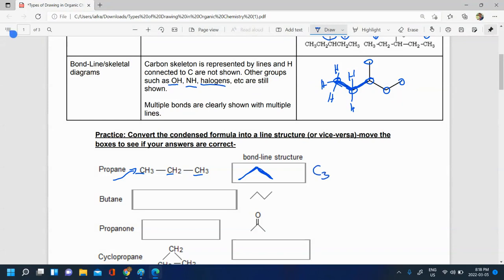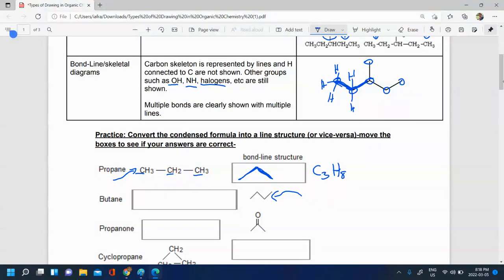These would both have the same formula. There's 3 carbons, and for H's you have 3 plus 2 plus 3, 8, C3H8. Here we have the bond line structure, and we want to convert it to a condensed formula.